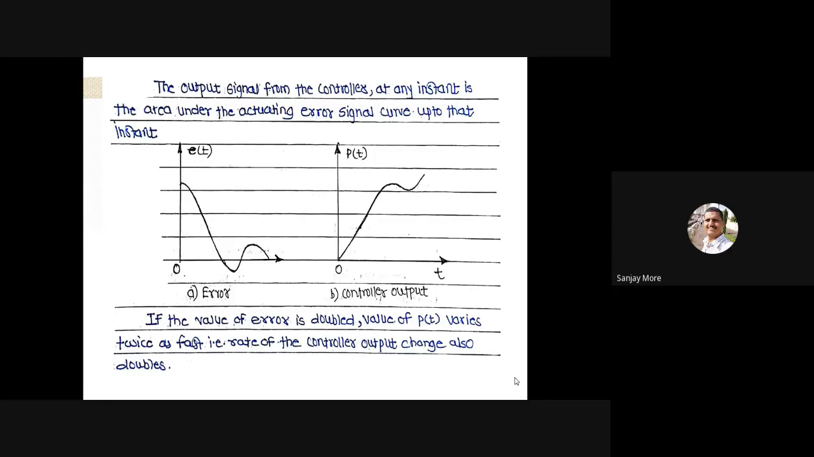Okay. So write down: the output signal from the controller at any instant is the area under the actuating error signal curve up to that instant.